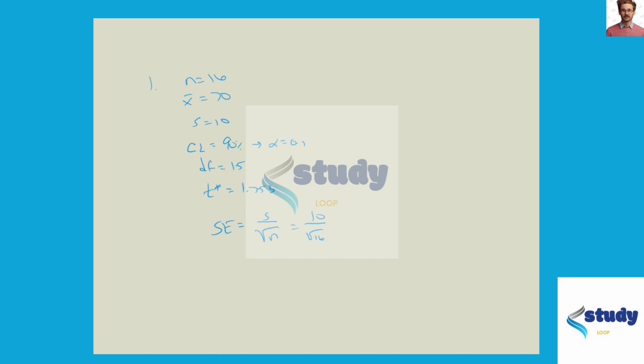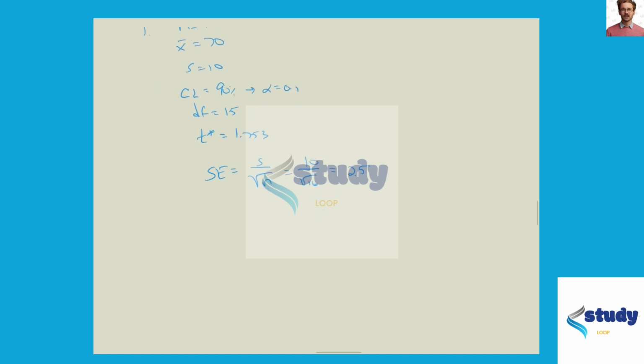Now the standard error is equal to the sample standard deviation over the square root of the sample size, so that's going to be 10 over the square root of 16, which is 10 over 4, or 2.5. The margin of error is going to be equal to the critical t-value times the standard error, so that's going to be 1.753 times 2.5, and that's 4.3825.